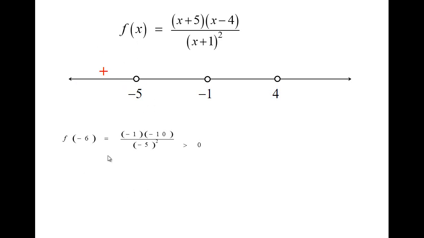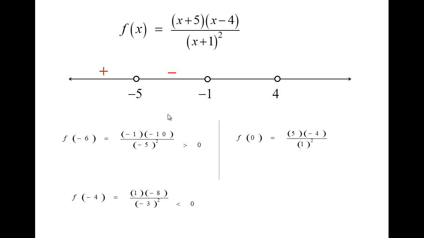Now let's pick the number negative 4, between negative 5 and negative 1. If we plug that in, negative 4 plus 5 is going to give me 1, and negative 4 minus 4 is going to give me negative 8. Negative 4 plus 1 would give me negative 3, squared. We see that this time f of negative 4 is negative. So f is negative throughout the interval from negative 5 to negative 1.